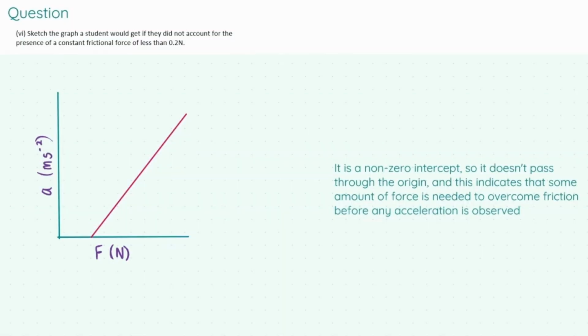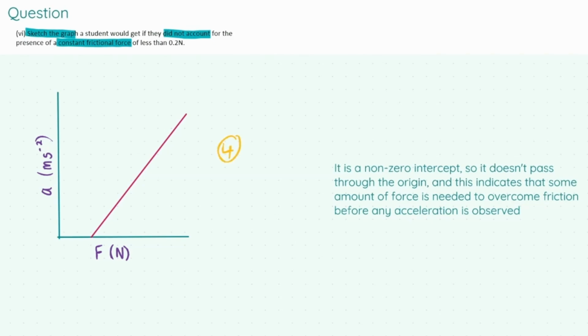And now we're on to the last part of our question, part 6, which is worth 4 marks in total. They're asking us to sketch the graph a student would get if they did not account for the presence of a constant frictional force of less than 0.2 newtons. Since they said sketch, you don't have to draw it out on graph paper. You can just draw it in the answer book. Just make sure to use a ruler to keep it as neat as possible. You get 4 marks for just sketching this graph.